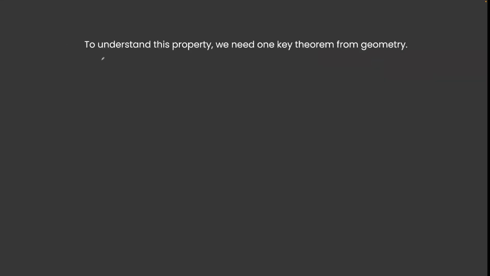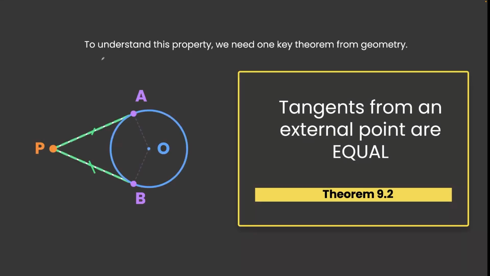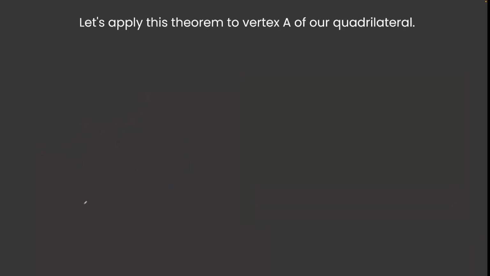To understand the interesting property, we need to remember one key theorem from geometry, which is that tangents from an external point are equal. So we know that if you draw tangents from a point P, any point outside a circle, to that circle, these two tangents will be of exactly the same length. That is the important theorem we need to know. Now using this, let's see what we can do.